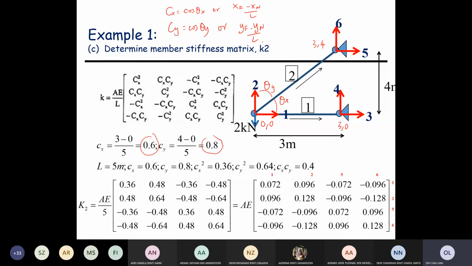Okay, class, any question? Can you get Cx and Cy? Yes. Of course, after this class you can try more, but how to get the Cx and Cy is very important in this truss member stiffness matrix. Can I continue?